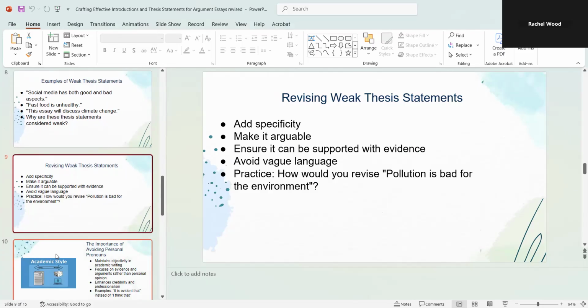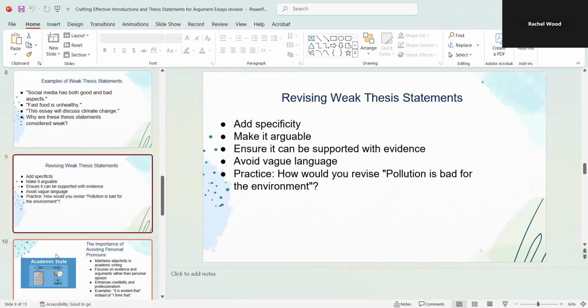Now, of course, you were given a list of topics to discuss, so you will have all of those different topics that you can choose from. And if there's something else you want to write about, just make sure that you reach out to me so that we can discuss it because it really does need to relate to the readings that you have been doing this semester. So pollution is bad for the environment.